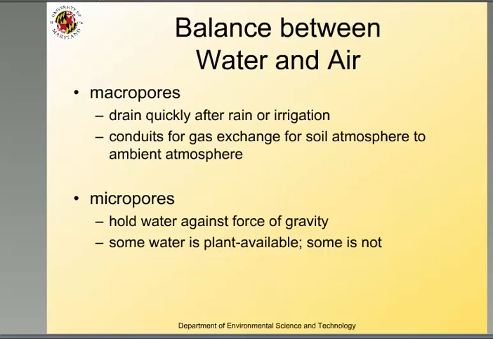Okay, we want a balance between water and air. That means we need a balance between macropores and micropores. The macropores drain quickly after rainfall or irrigation. They're important. Yeah, you lose the water that's in them, but they're the conduits for gas exchange, which we also need. The micropores hold water against the force of gravity, and after gravity's taken all the water it can away, it is still there. And some of that water, though not all, is plant available. Some isn't. And I'll talk a little bit about biological water later in this talk.